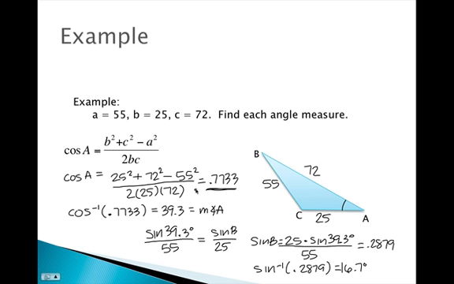Okay, so now we have two of our angle measures. We know that angle A is 39.3. We know that angle B is 16.7. So we can actually use our properties of triangles to solve for angle C because we know there's only 180 degrees in a triangle. So the measure of angle C would equal 180 minus both of our angles A and B. So minus 16.7 minus 39.3. So the measure of angle C would equal 124 degrees.